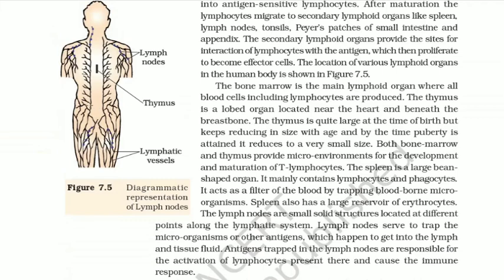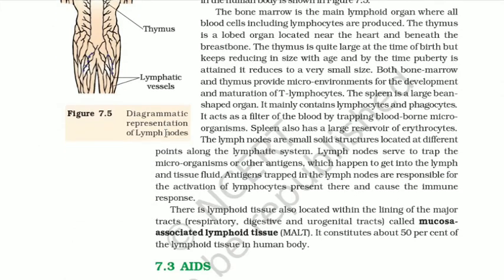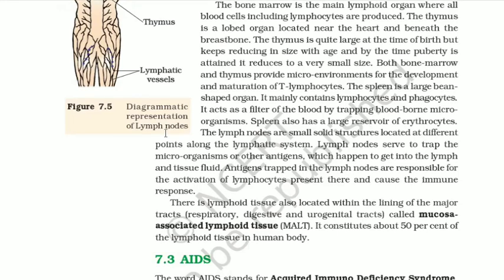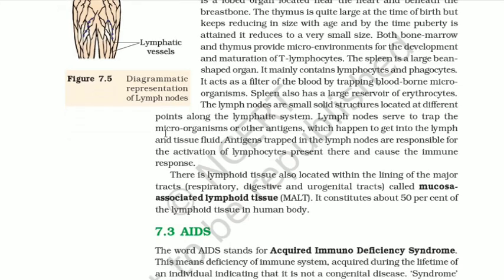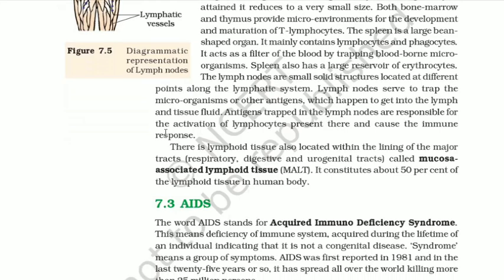Here is figure 7.5. Have a look at the same. The bone marrow is the main lymphoid organ where all the blood cells, including lymphocytes, are produced. The thymus is a lobed organ located near the heart and beneath the breastbone. The thymus is quite large at the time of birth but keeps reducing in size with age, and by the time puberty is attained, it reduces to a very small size. Both bone marrow and thymus provide microenvironments for the development and maturation of T lymphocytes.